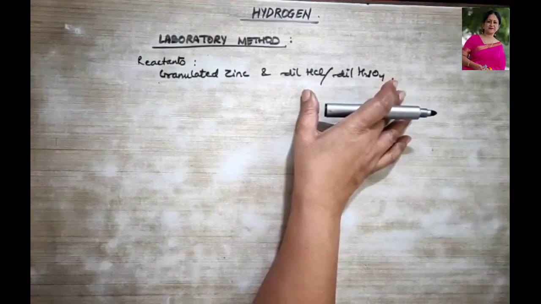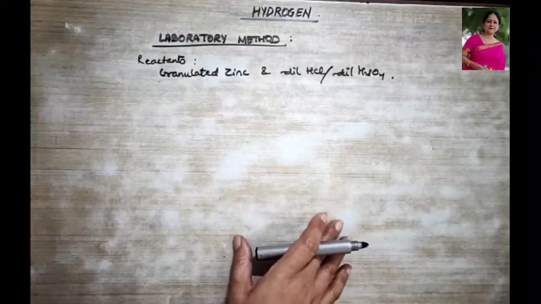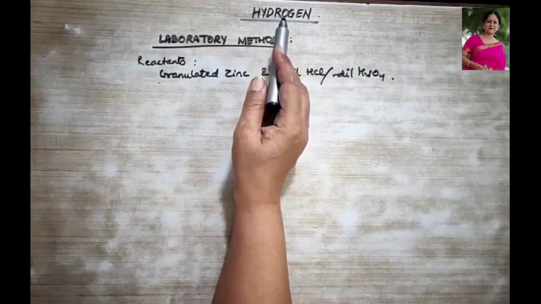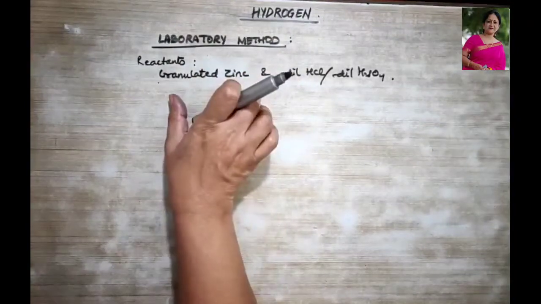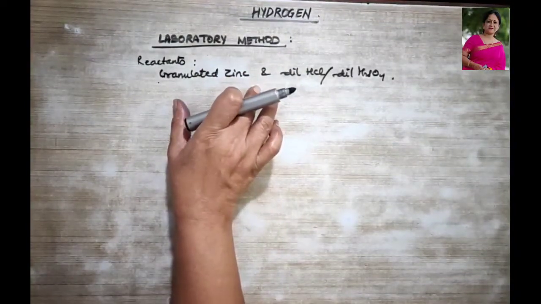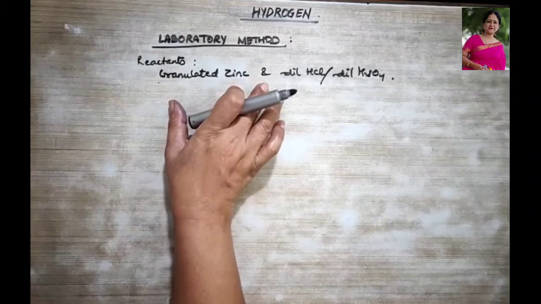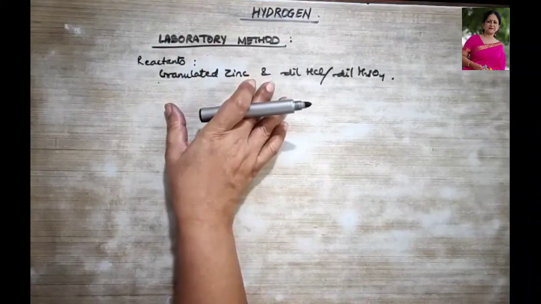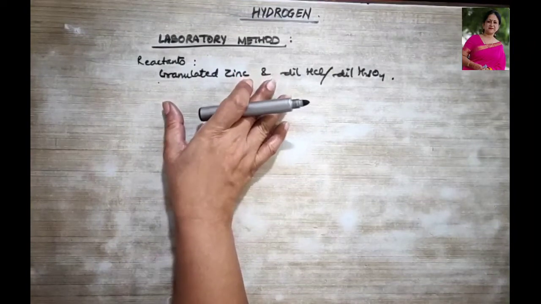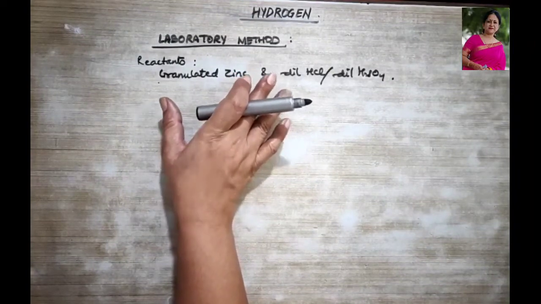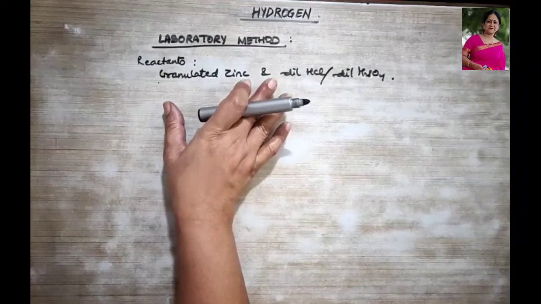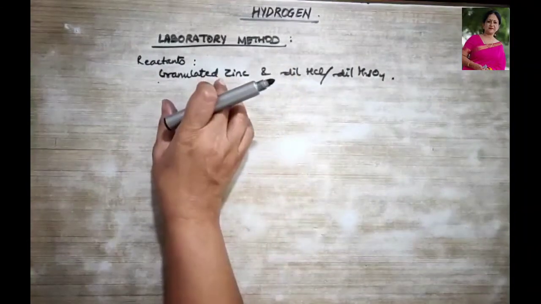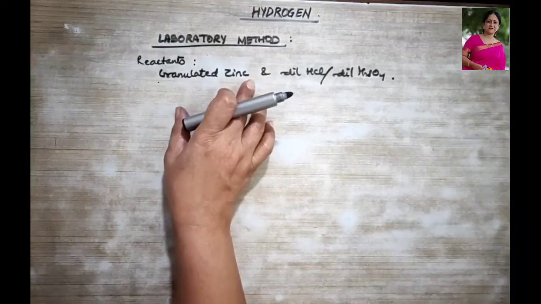not dilute HNO3? So before I begin with the explanation of laboratory preparation of this hydrogen, let us first understand. Now, granulated zinc is used or it is preferred for the preparation of hydrogen in the laboratory because it contains an impurity which is copper, and this acts as a catalyst and enhances the rate of reaction. Therefore, granulated zinc is preferred.